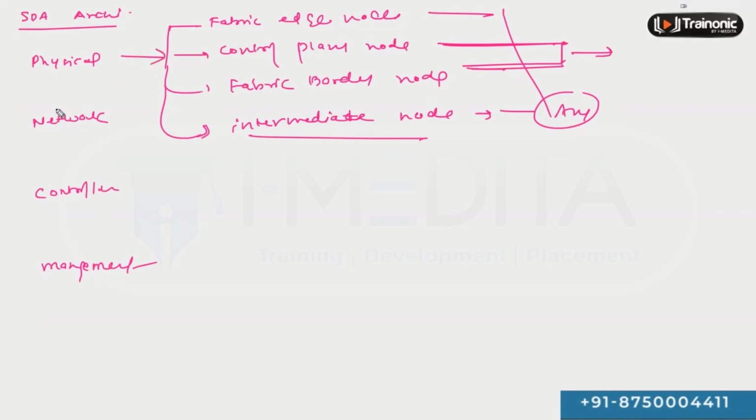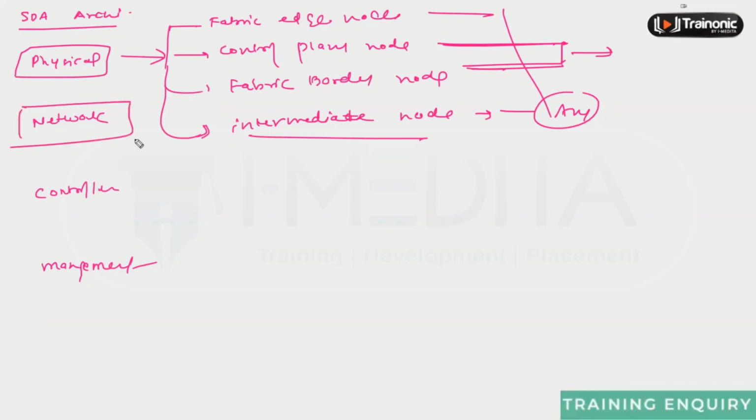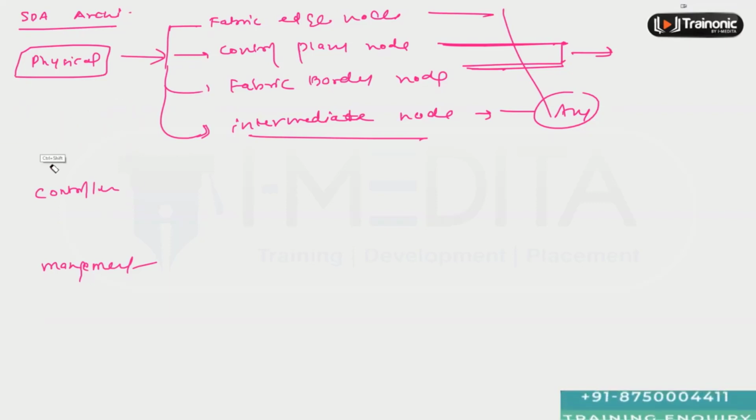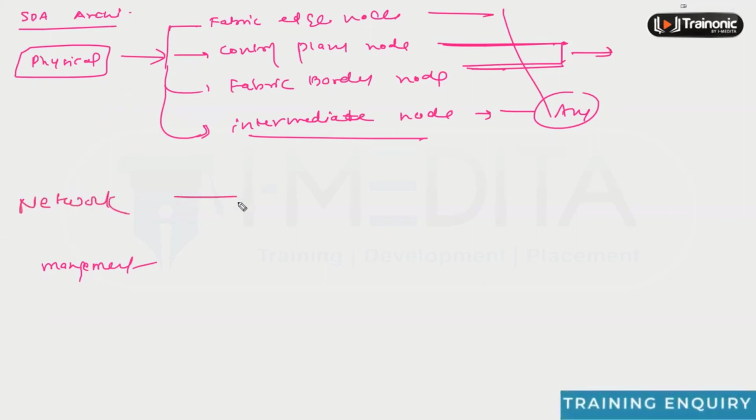So the physical layer is concerned with the physical devices, all the devices that we are going to use in our infrastructure. All those devices are going to have different roles, as we talked about. Now, the network layer, let me just write down here. The network layer in the SDA is going to consist of two things. One, we have underlay, and one we have overlay.